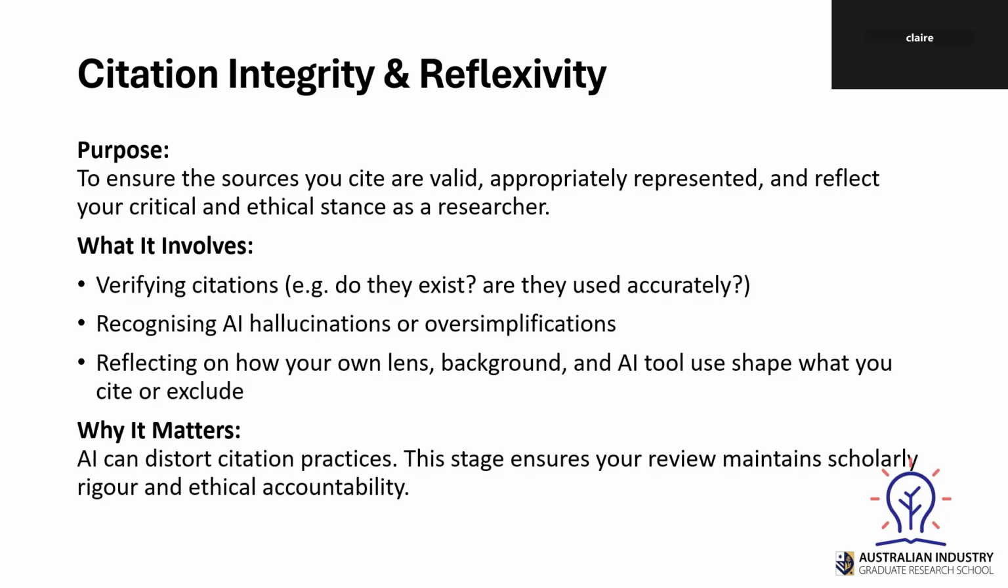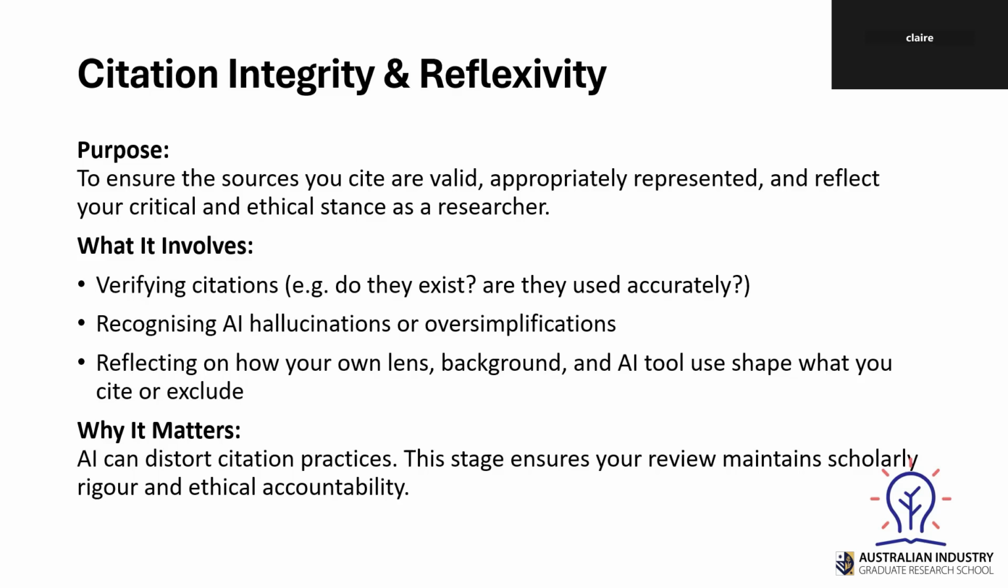Recognize hallucinations and oversimplifications. As I said, using AI can sometimes feel really broad brush, and what we as qualitative researchers want to do is capture complexity, nuance, and tension, and AI can often miss those things. Think about our own lens and our own background. When we're talking about our lens, we're talking about our theoretical perspective.